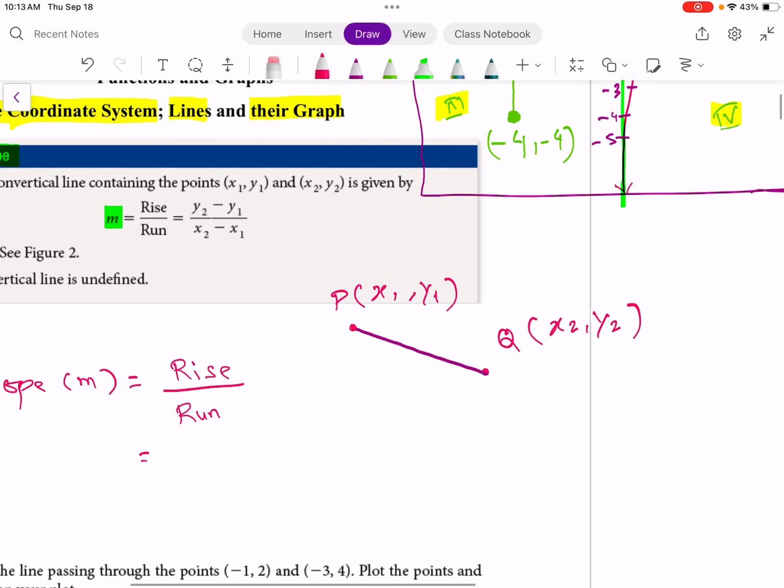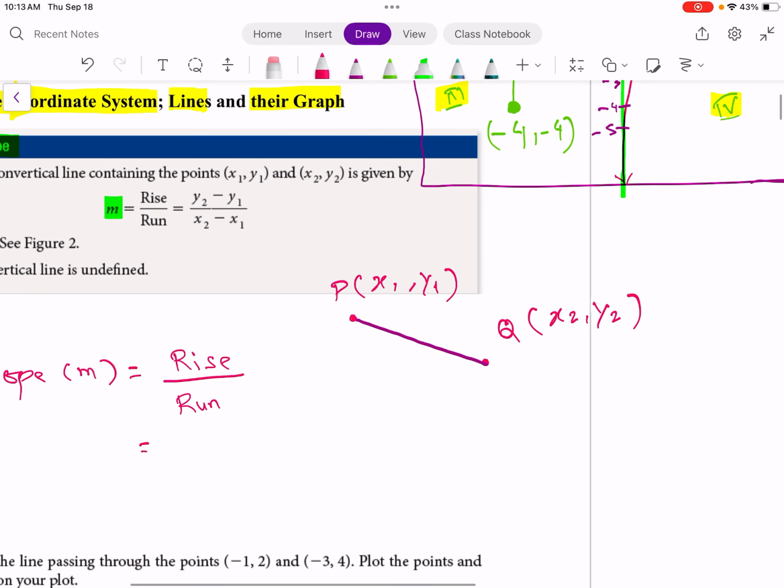Now, how do we find the rise? Rise means upward. Run means it's going to be along the x-axis. Now, what is the difference? Now, our point.